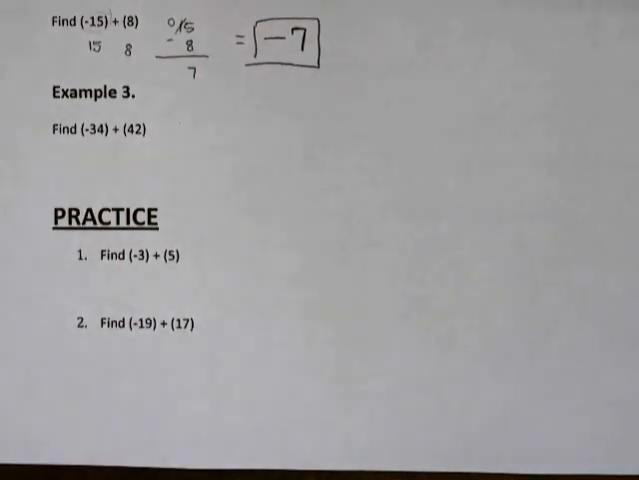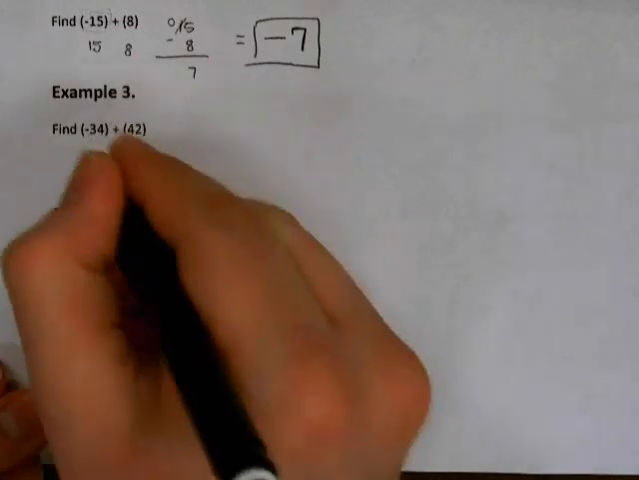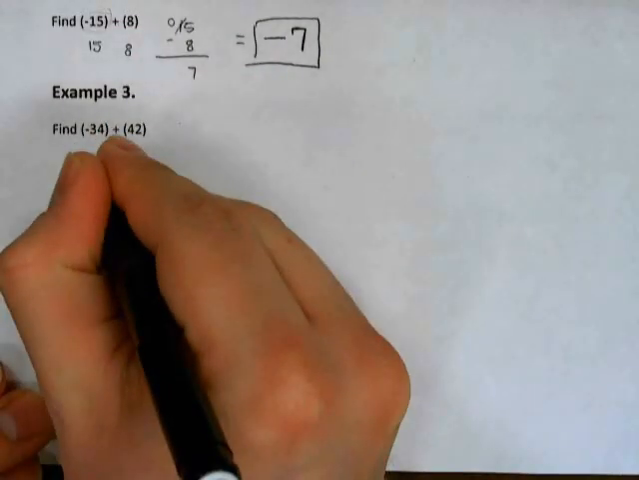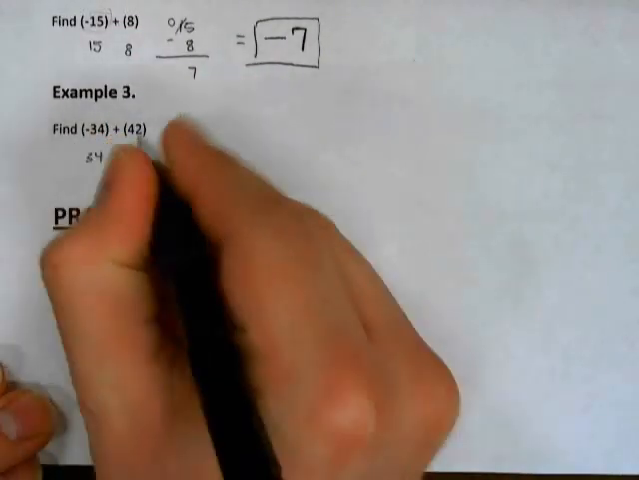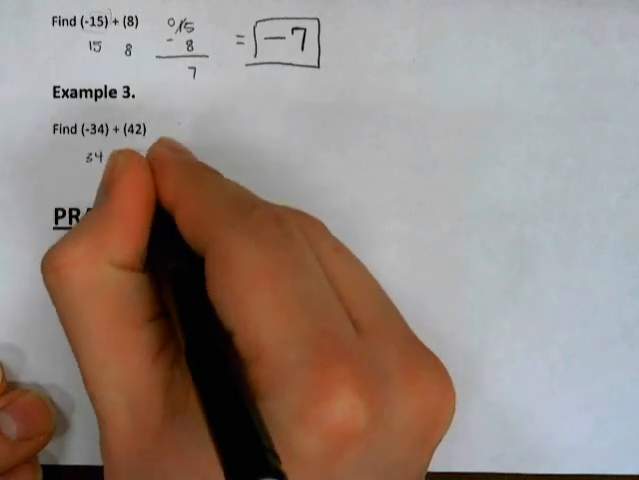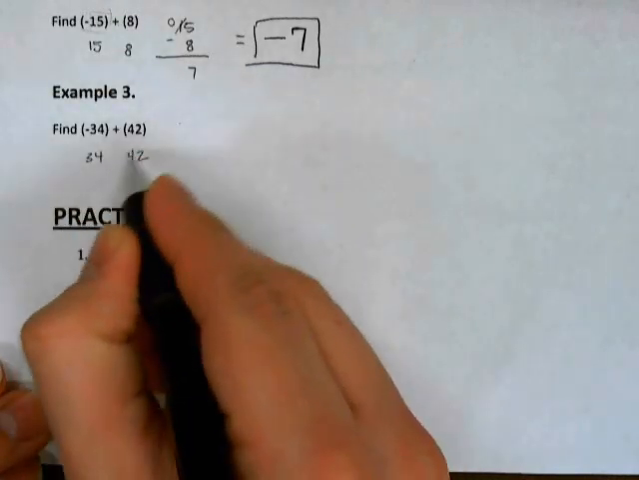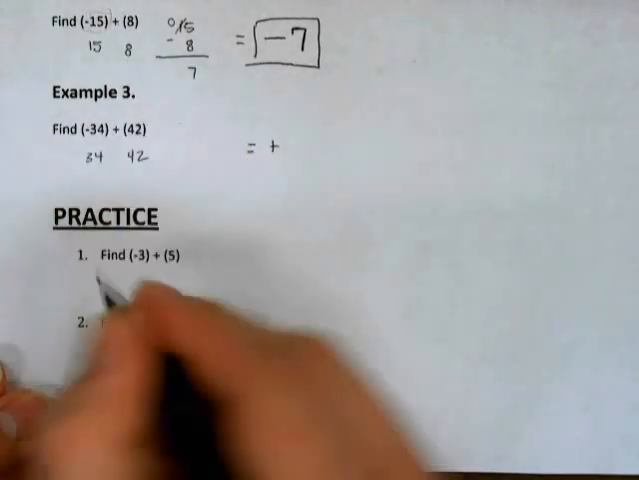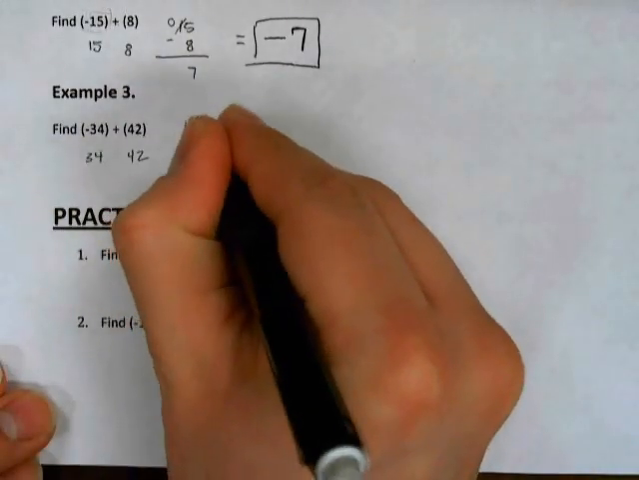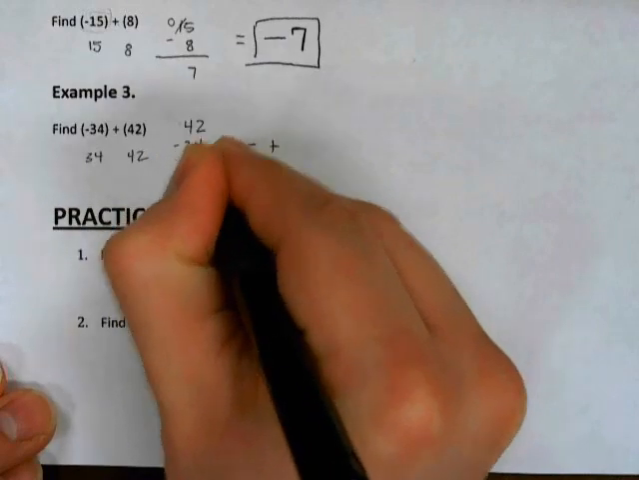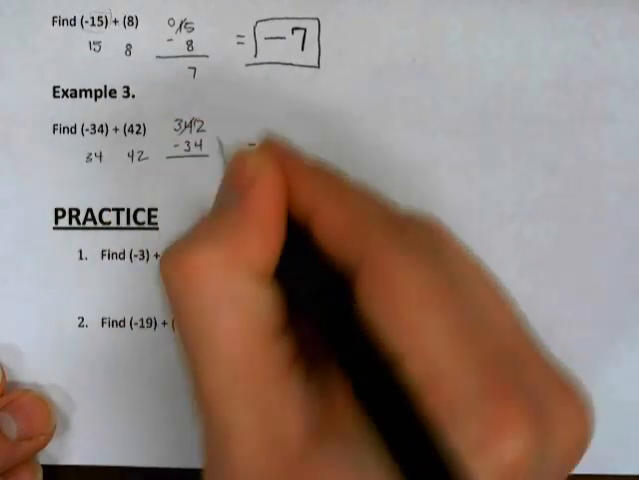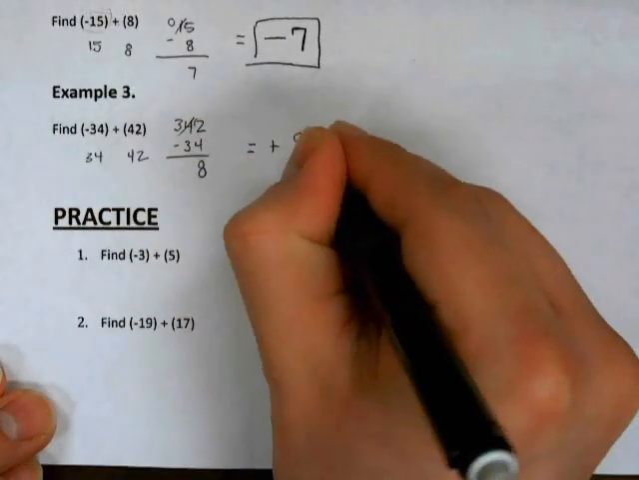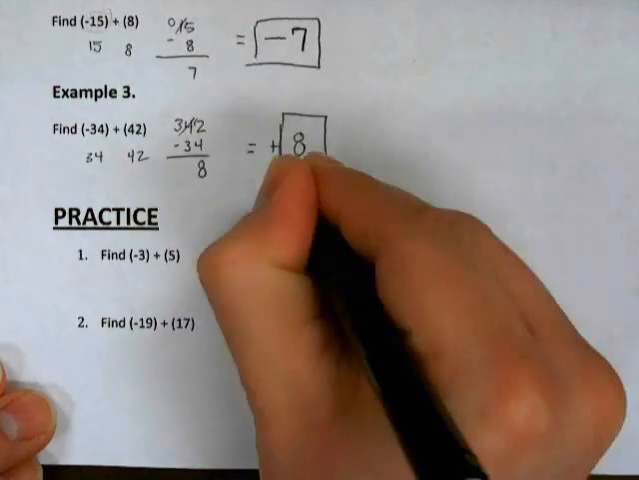All right, let's do our last example here. We have find negative 34 plus 42. The absolute value of negative 34 is 34, and the absolute value of 42 is 42. 42 is larger, so we know this answer is going to be positive because 42 is the positive amount. And if we subtract, 42 minus 34 is 8. So we have a positive 8 as our answer.